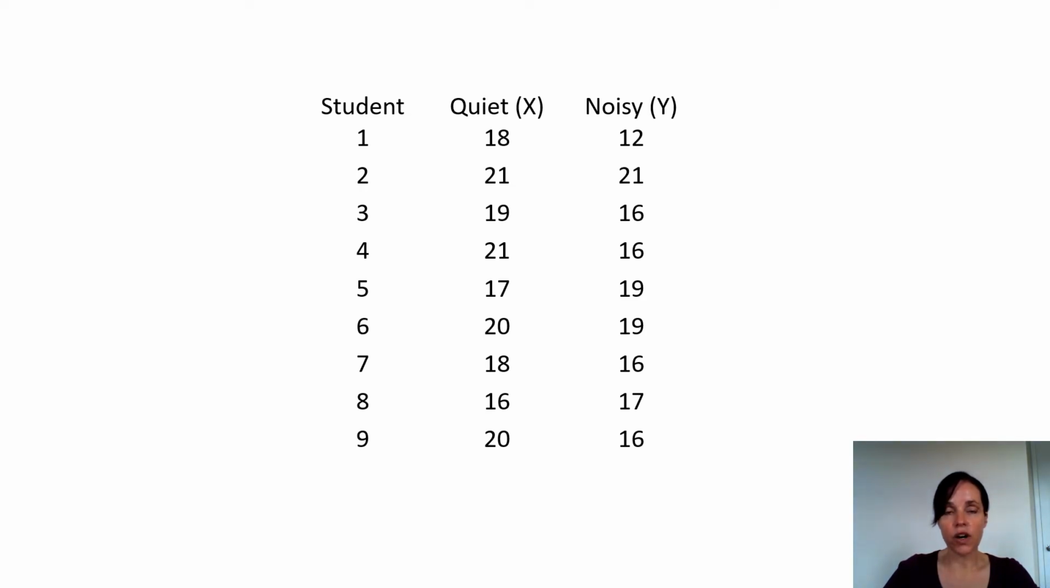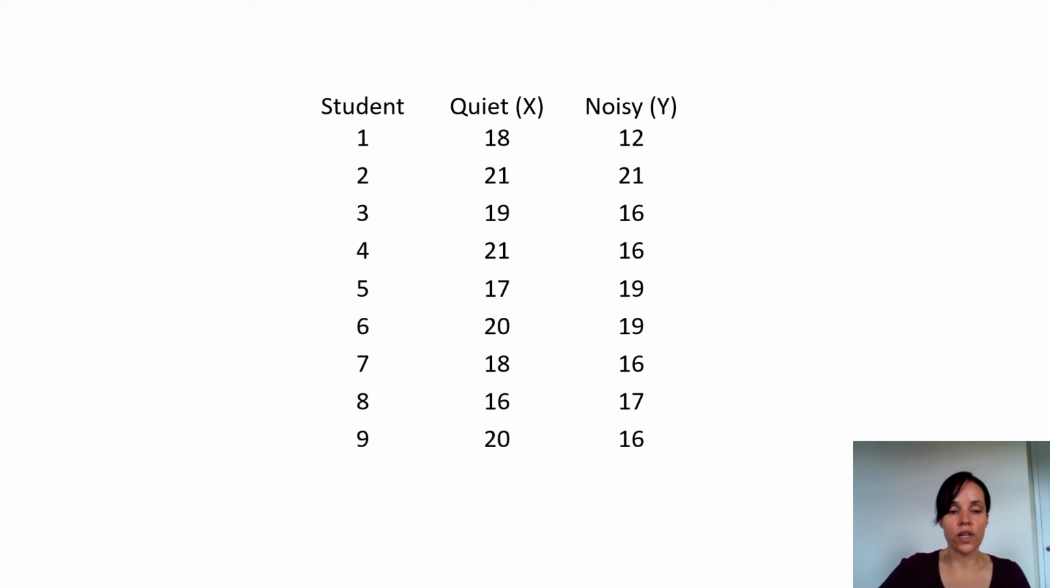If you calculated X bar correctly, you should have gotten 18.89. So the average number of math problems solved correctly when it was quiet was 18.89 problems. If you calculated Y bar correctly, you should have gotten 16.89. So the average number of math problems solved correctly when it was noisy was 16.89 problems. The next thing that we're going to do is create a new column labeled D for difference score.